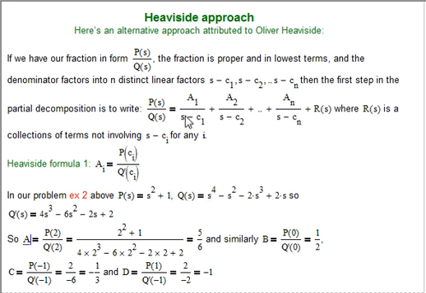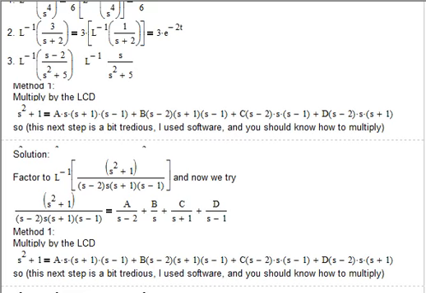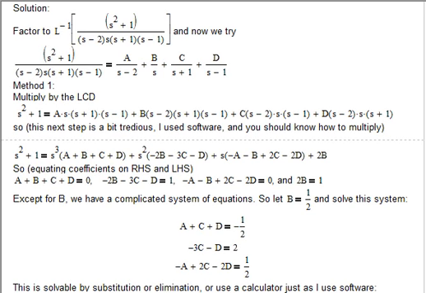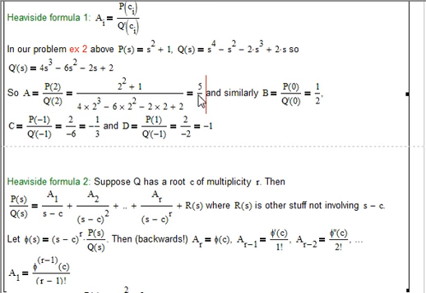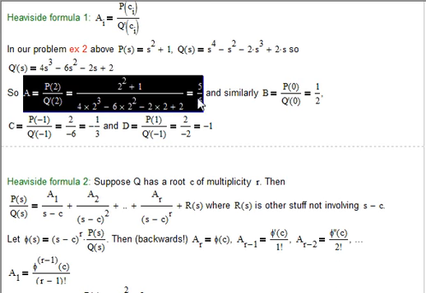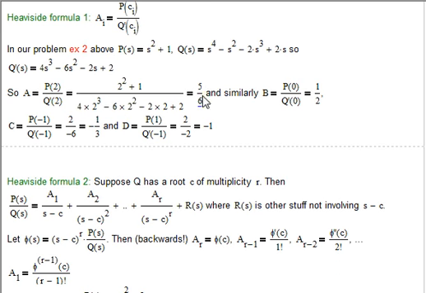So A, in this thing we did up here, is P of 2 over Q prime of 2. Well, P of 2 is 5. Q prime of 2 is 4 times 8 minus 6 times 4 minus 2 times 2 plus 2. And so there's all that worked out, and that turns out to be 5/6. Well, that's what we got when we did it before, but this seemed a lot easier to me. Especially we didn't even have to do that matrix thing.